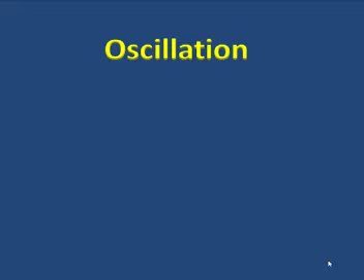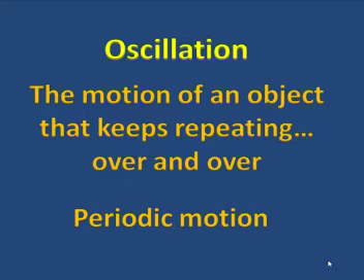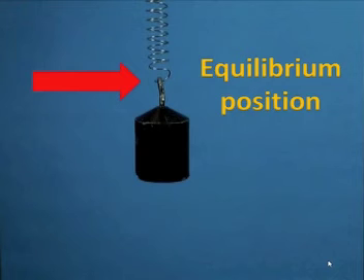Some definitions. An oscillation is the motion of an object that keeps repeating over and over. This thing will keep vibrating up and down. It's often called periodic motion. That's the other word that's used for it. And these oscillations happen when there is a restoring force.